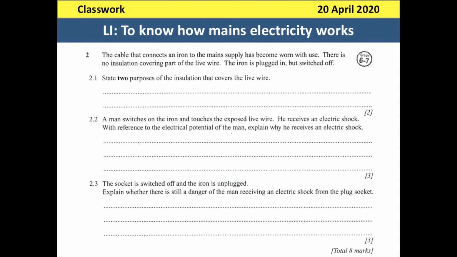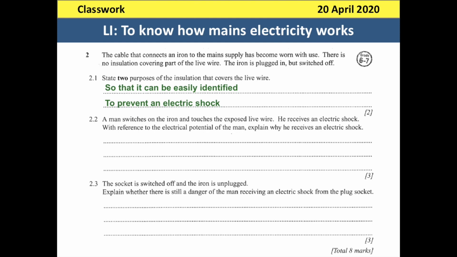Question 2. The cable that connects an iron to the mains supply has become worn with use. There is no insulation covering part of the live wire. The iron is plugged in but switched off. 2.1. State two purposes of the insulation that covers the live wire. Well, it's so that it can be easily identified by its colour as being the live wire, and it is also to prevent an electric shock because the insulation obviously prevents an electric current from flowing out of the wire.